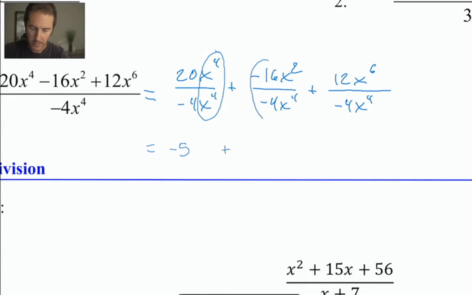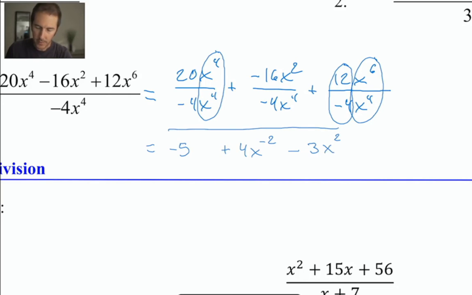Plus, a negative divided by a negative makes a positive. 16 over 4 is 4. Upper exponent minus lower exponent leaves us with x to the negative 2nd power. And then here, we've got a positive divided by a negative, which is a negative. 12 over 4 is 3. Upper exponent minus the lower exponent, that is x to the 2nd power.